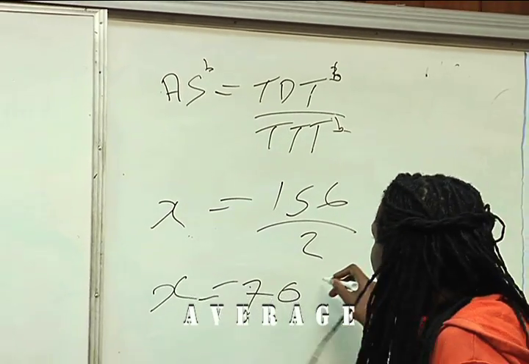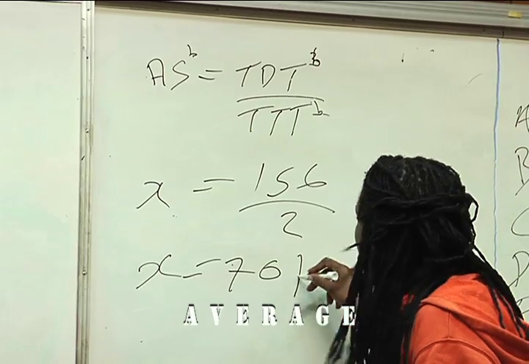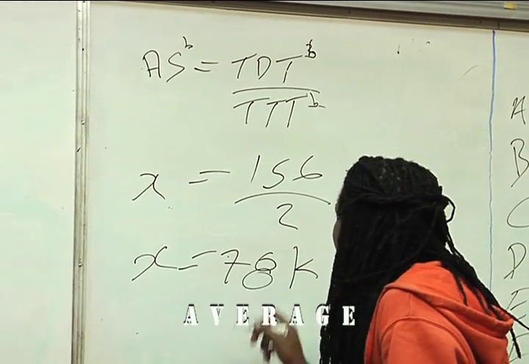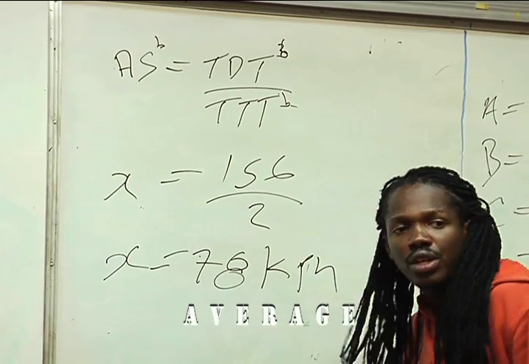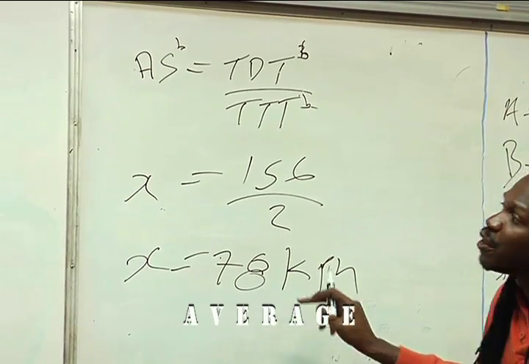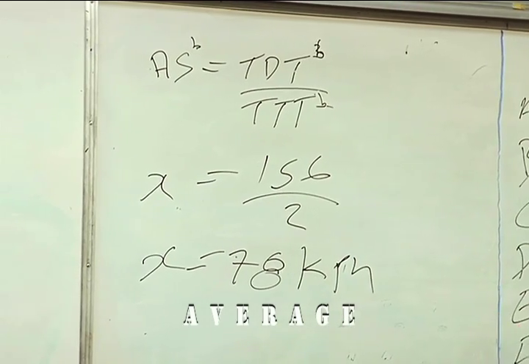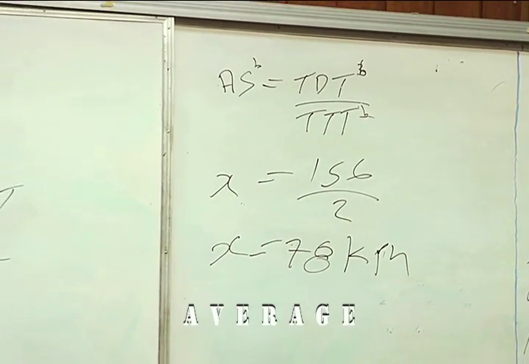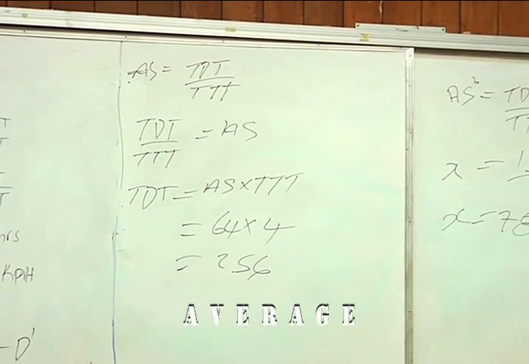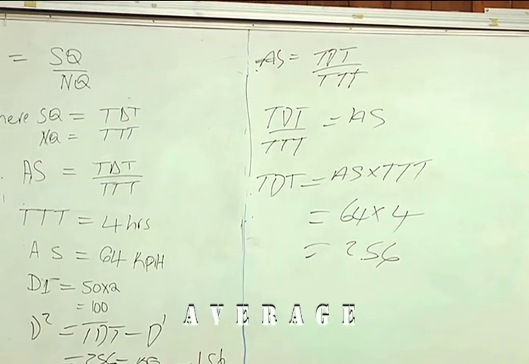78. 78 what? kph. So if I had to travel 78 kilometers per hour for the next 2 hours, for the total average to become that. Want to see that? You see that? You see, it's simple.